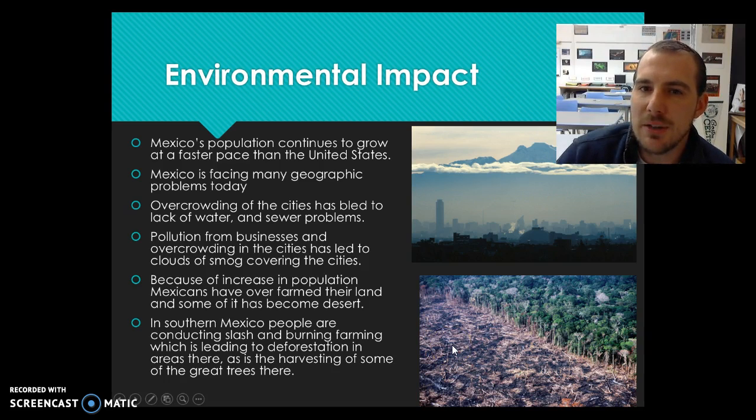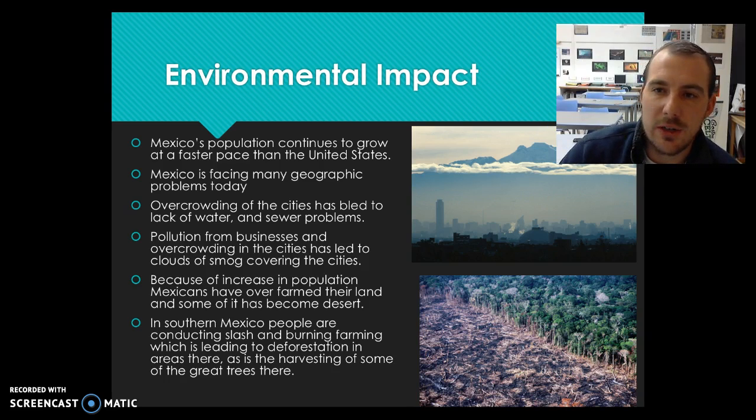There's many environmental impacts going on currently in Mexico that have a lot to do with their geography. The population in Mexico is still growing at a good rate. Actually, it's growing faster than the United States. And that's leading to some geographic problems. Overcrowding in the cities has led to a lack of water. Water is expensive in Mexico and hard to get, and the quality is not good, and there are also sewer problems. Pollution from businesses and overcrowding in the cities has led to smog.